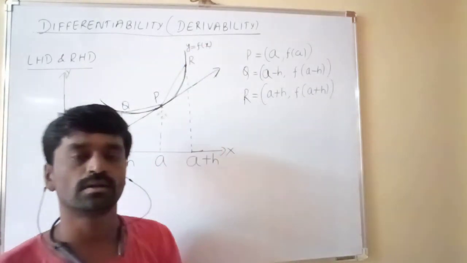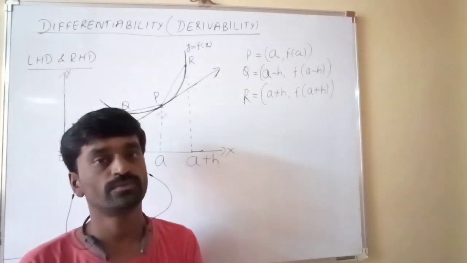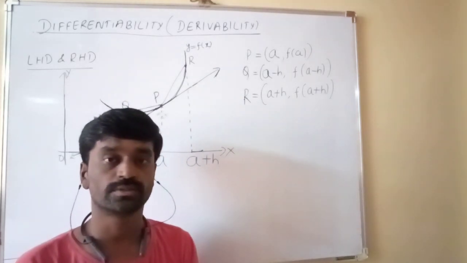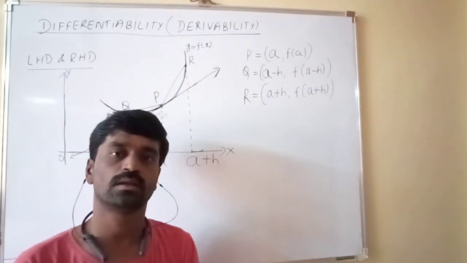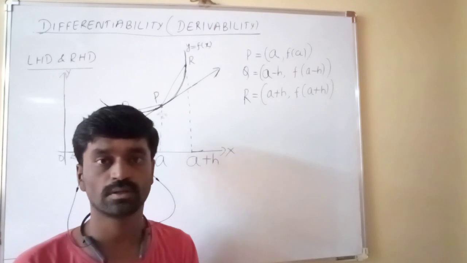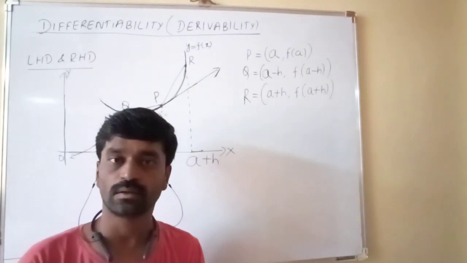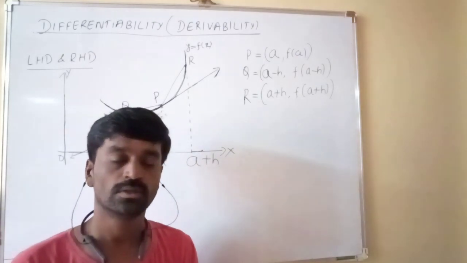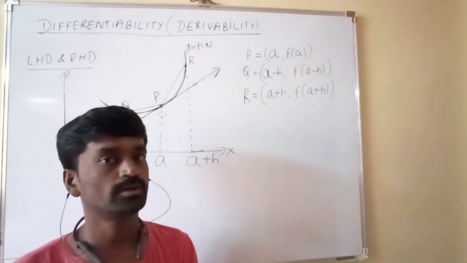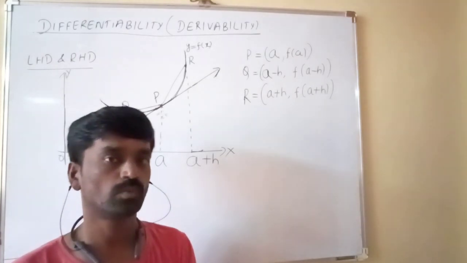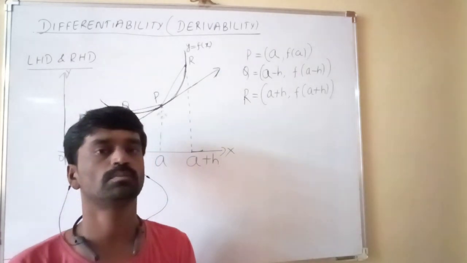Today I am going to start differentiability or derivability. What is the physical meaning of derivative? The physical meaning of derivative is that it gives the instantaneous rate of change of the function. That means we can find the rate of change of the function with respect to its independent variable, and at a particular point we can find the rate of change of the function at that point.